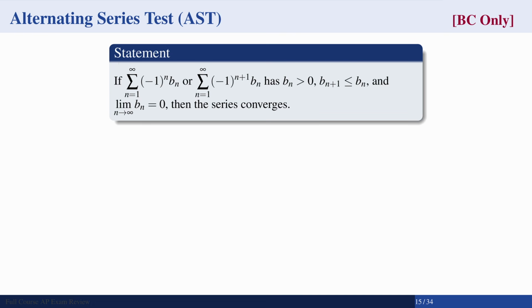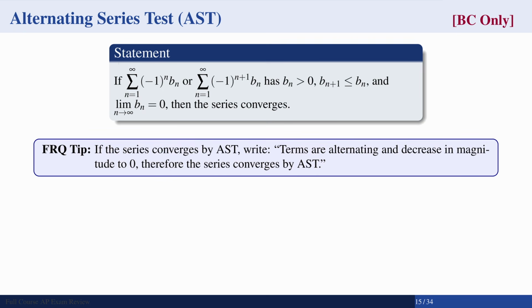Now we want to talk about the alternating series test, or AST. The statement of it: if the sum from 1 to infinity of -1 to the n b sub n, or -1 to the n plus 1 b sub n has the following 3 things true: b sub n is greater than 0, b sub n plus 1 is less than or equal to b sub n, and the limit as n approaches infinity of b sub n equals 0, then we know the series converges.